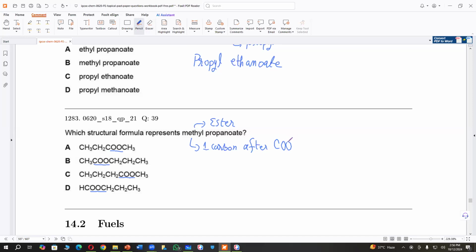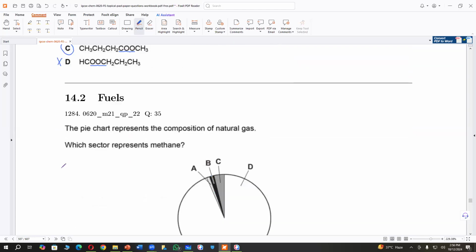Either it is A or C. I will cancel B and D. Why? Propanoate means what? 3 carbon before COO. So you are right. C is the right answer.